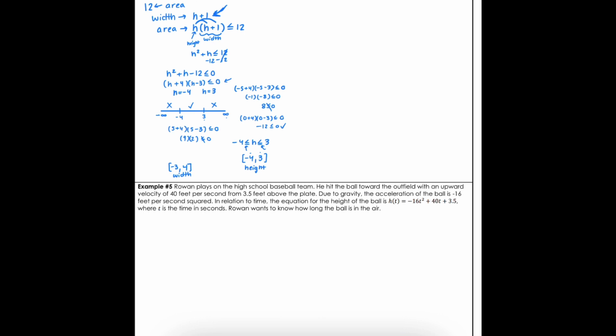Okay, so the next one you can go ahead and read. It's a velocity acceleration problem. You've seen these many times before when we did quadratics. The difference with this problem is we're going to be looking at it in terms of an inequality. So with this question, it says in relation to time, the equation of the height of the ball is given. So everything else in the question prior to this is just explaining where each of those values in that equation came from. And they want to know how long the ball is in the air.